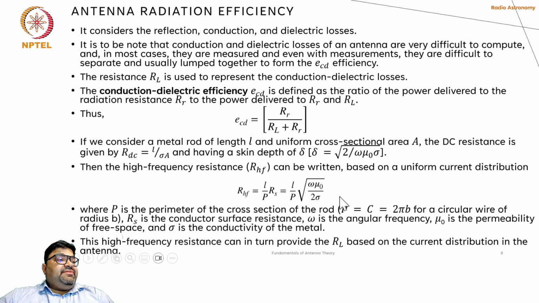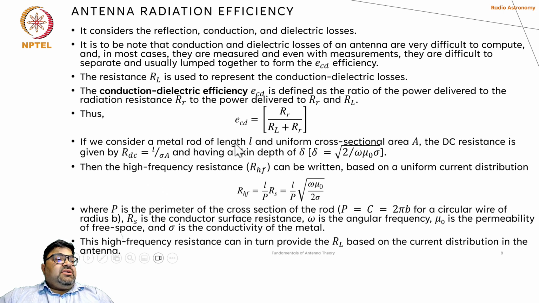Antenna radiation efficiency, we have already discussed. The conduction dielectric efficiency, ECD, is defined as the ratio of the power delivered to the radiation resistance to the power delivered to RR and RL. That is the ECD. We mentioned it briefly in the last lecture. Here we define it.